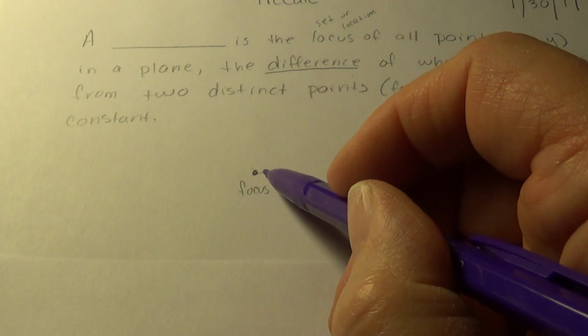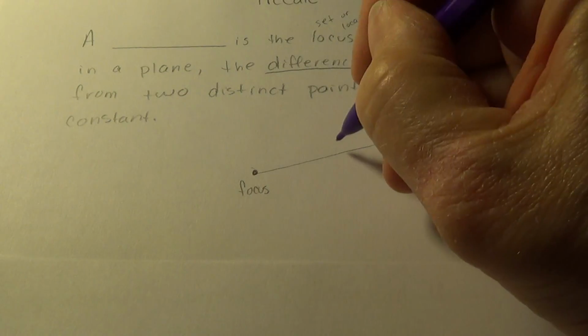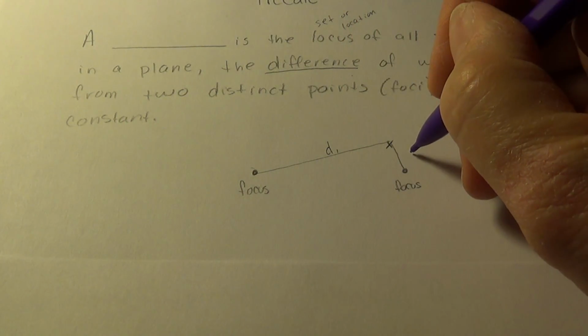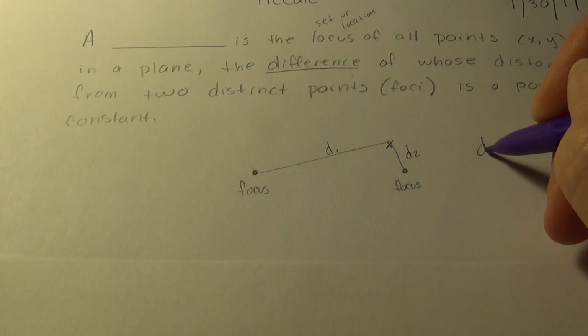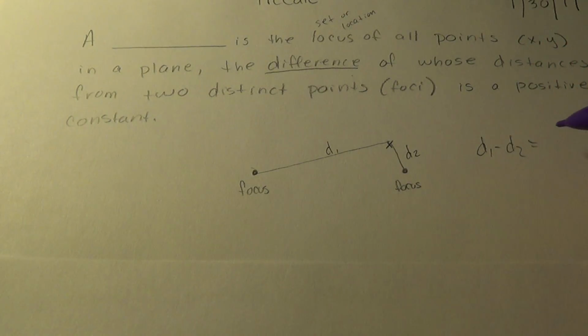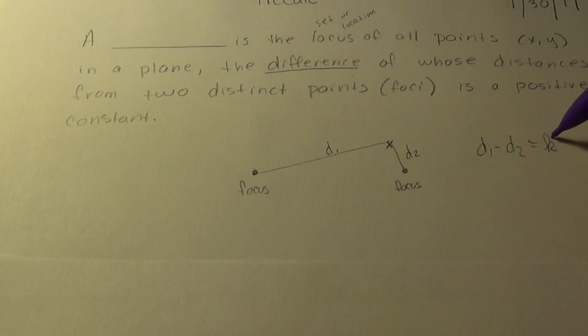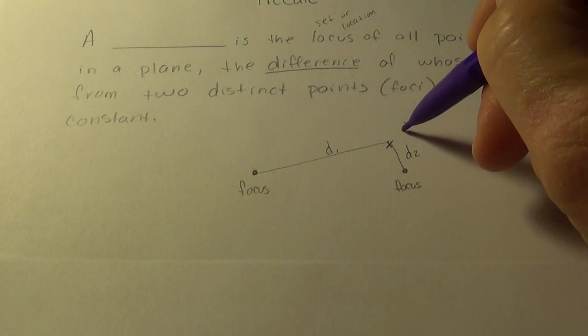The distance from the first focus to this point is d1, and the distance from the second focus is d2. We're talking about a difference of those this time. So we have d1 minus d2 is some constant. That will never change in this problem. So I have to find another point where d1 minus d2 equals k. I'm going to make this one a little longer, d1.